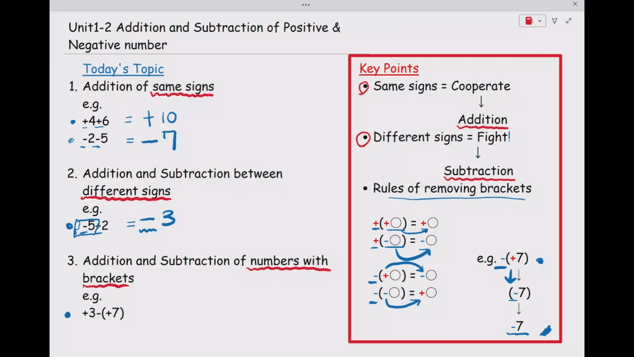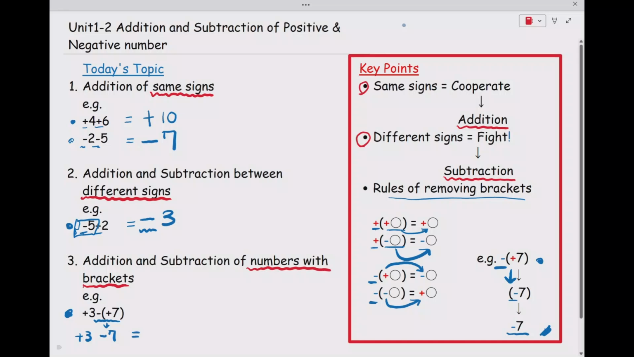Then let's go back to the question. It is plus 3 minus bracket plus 7. First, you want to take out the brackets. Since the sign in front of the brackets is minus, you need to change the sign of the number inside the brackets to minus and take out the brackets. And the original equation becomes plus 3 minus 7.